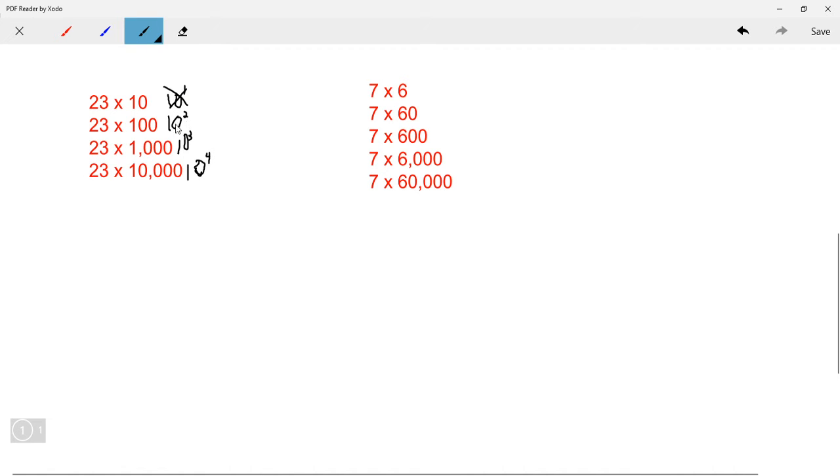No one's going to write 10 to the first power. But 10 to the second power, or 10 squared, just means 10 times 10. Now 10 to the third, or cubed, just means 10 times 10 times 10. And to the fourth would be 10 times 10 times 10 times 10.